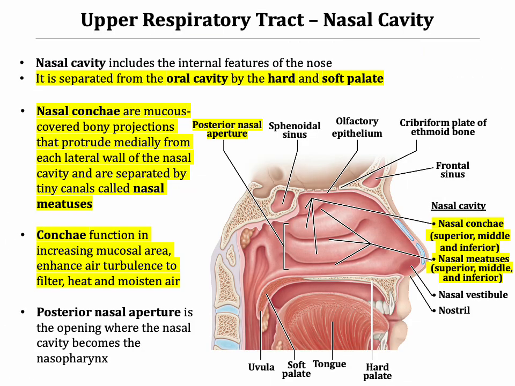For the nasal cavity, we're considering all the internal features of the nose. It is separated from the oral cavity or the mouth due to the hard palate and the soft palate. The palatine process of the maxilla and the palatine bone form the hard palate, the roof of our mouth. And then we have softer tissue here forming the soft palate.